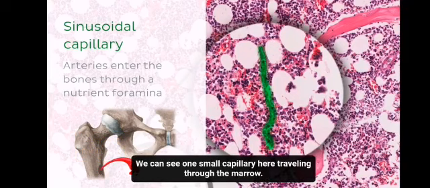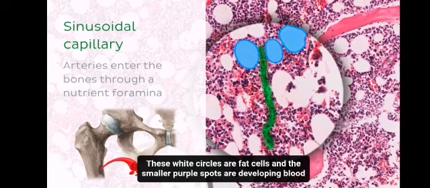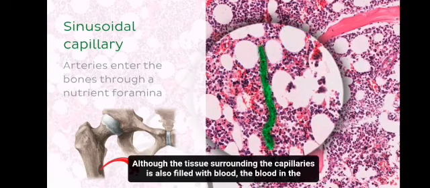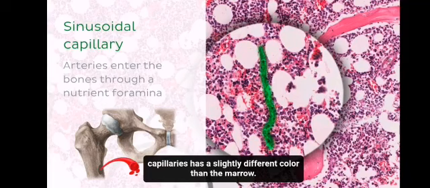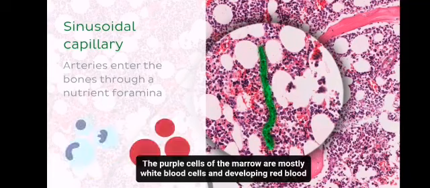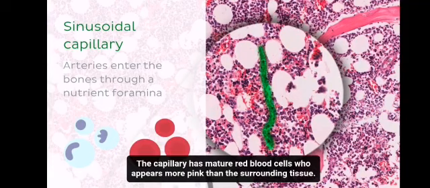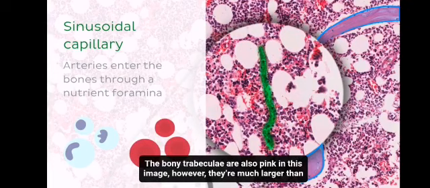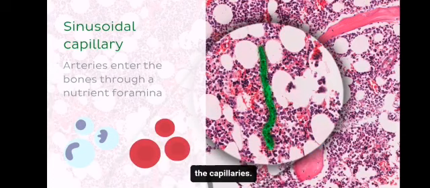We can see one small capillary here travelling through the marrow. These white circles are fat cells, and the smaller purple spots are developing blood cells. Although the tissue surrounding the capillaries is also filled with blood, the blood in the capillaries has a slightly different colour than the marrow. The purple cells of the marrow are mostly white blood cells and developing red blood cells. The capillary has mature red blood cells, so it appears more pink than the surrounding tissue. The bony trabeculae are also pink in this image, however they're much larger than the capillaries.